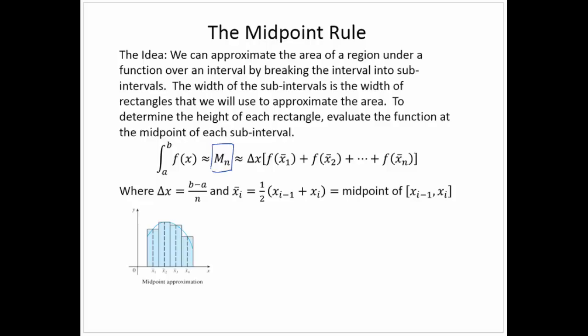Now what does this mean? The delta x is (b minus a) over n. It's the width of each subinterval. We take the upper limit, subtract the lower limit, divide by the number of subintervals, and that gives us delta x. And x sub i bar is half of x sub i minus 1 plus x sub i. That's the midway point of each subinterval.